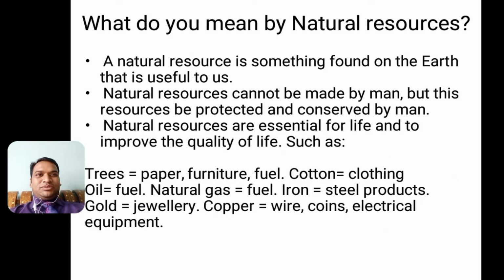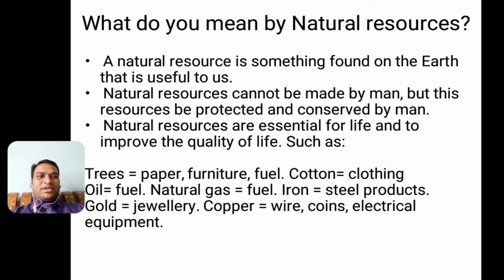So first we need to know, or we need to define, what we mean by natural resource. What is a natural resource? A natural resource is something found on the earth that is useful to us. It is the things we find from the earth which are very important for our life. A natural resource cannot be made by man, but this resource can be protected and conserved by people.